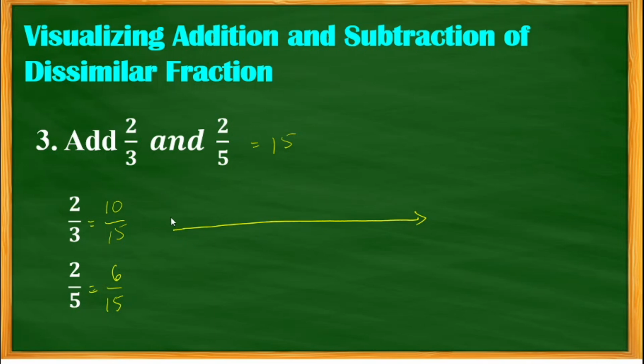Write it in a number line. So we start with 0, 1/15, 2/15, 3/15, 4/15, 5, 6, 7, 8, 9, 10, 11, 12, 13, 14, and 15.